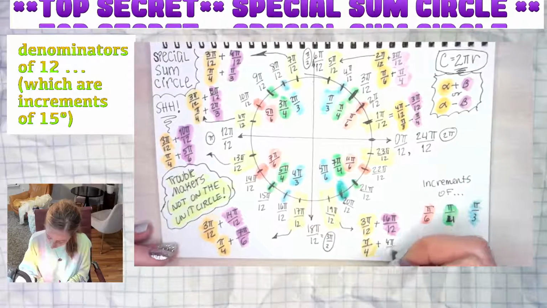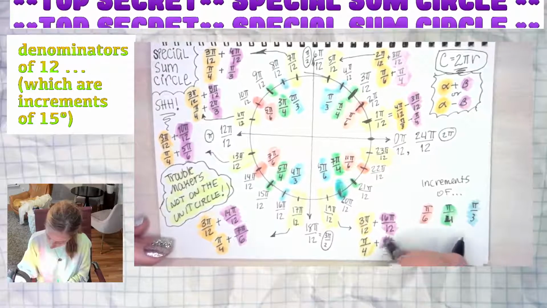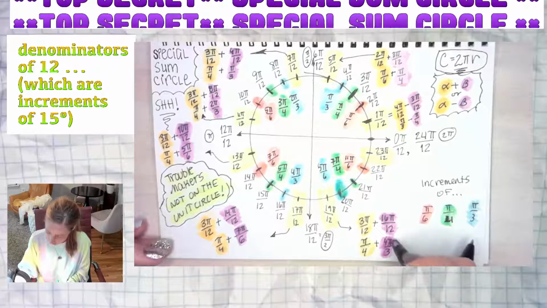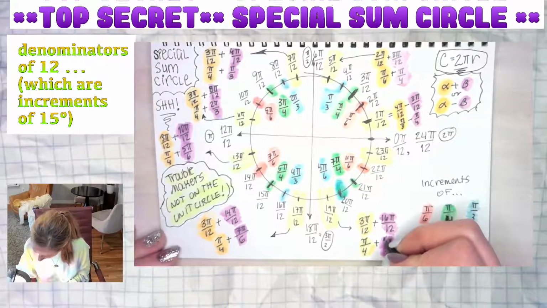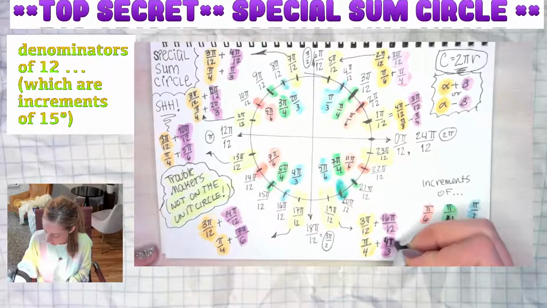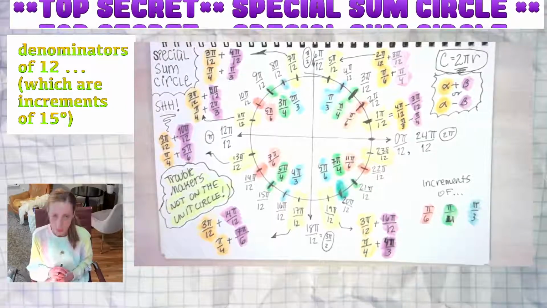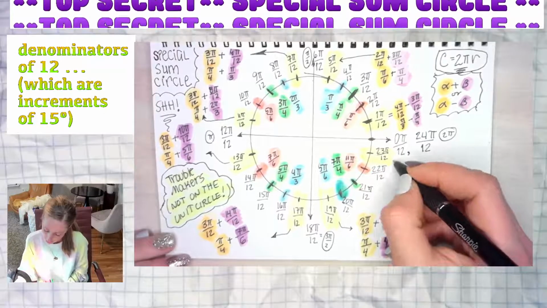There's my alpha and my beta again. Perfect. So now when someone's like, oh man, what adds to give me this? Everyone else is going to be dilly-dallying and figuring out all this stuff. And you're going to be like, bam, I know, because I have it written down in my handy-dandy secret special sum circle. All right, here, last one.